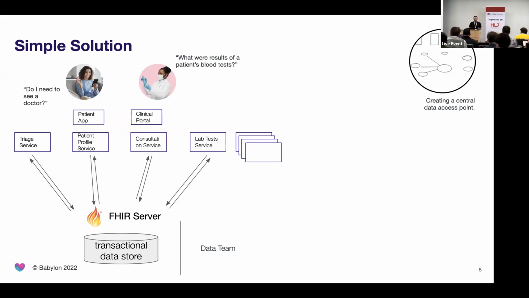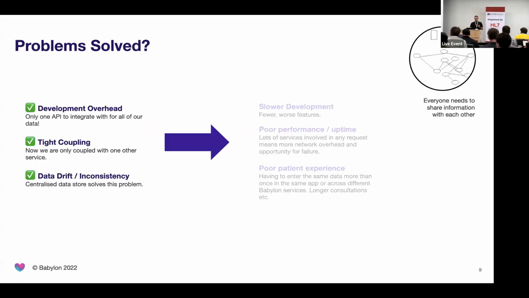There was quite a lot of excitement about this, and it did solve some problems. So we now only have one API to integrate with for all of our data about patients. We've somewhat solved type coupling, like now we're only coupled with one other service for each of these services. And we shouldn't have data drift or inconsistency because we're using a centralized data store.